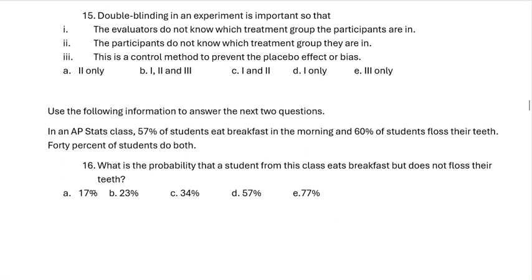Double blinding in an experiment is important so the evaluators don't know what treatment the participants are in. Well, that's true. The participants don't know which treatment group they're in. That's true too. They don't know. And this is a control method to prevent the placebo effect or bias. Also true. The answer is B.